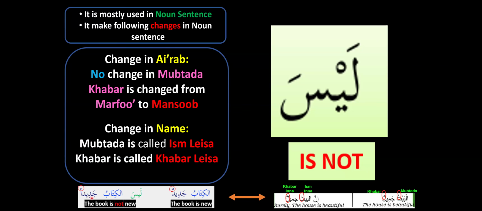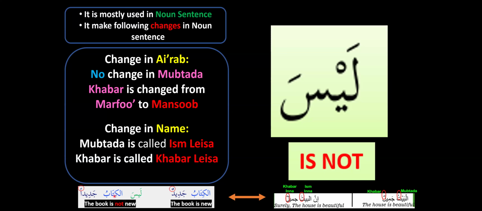If you are not, have a look at what we did last time. Al-baytu jamilun, the house is beautiful. When it was inna, what did inna do? Inna changed al-baytu, in other words the mubtada, into mansub. So ismu inna became mansub and khabaru inna remained the same, the way it was, meaning marfu. But here, what laysa is doing, laysa is not touching the mubtada.